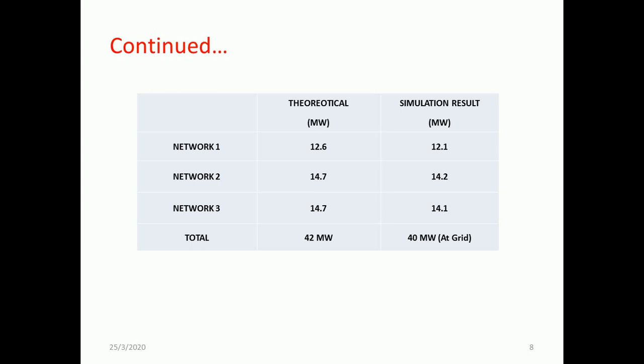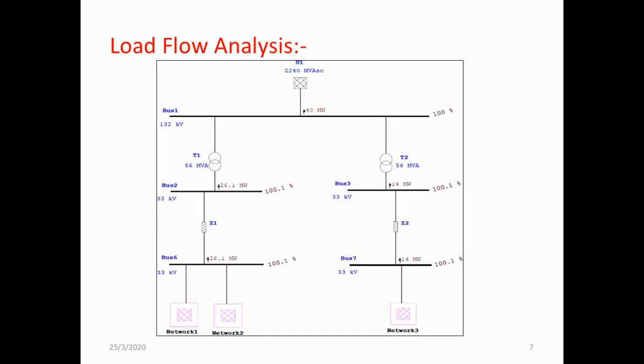If I speak about network 3, the theoretical result shows 14.7, whereas the simulation result is almost 14 megawatt. So you can have a comparative analysis for theoretical as well as simulation results.